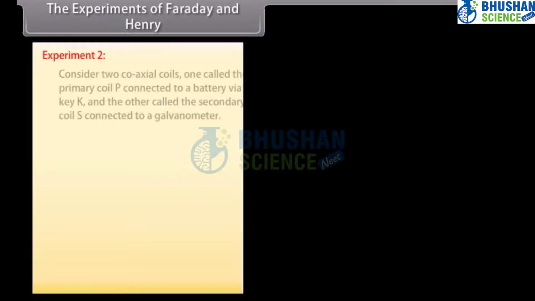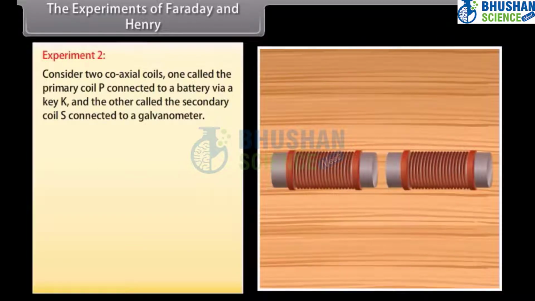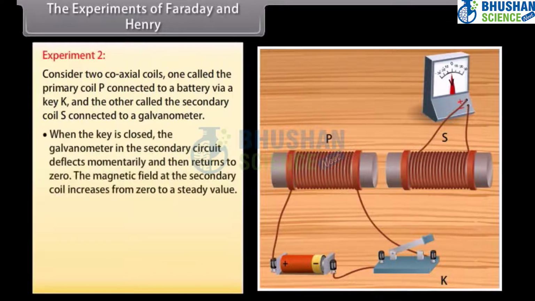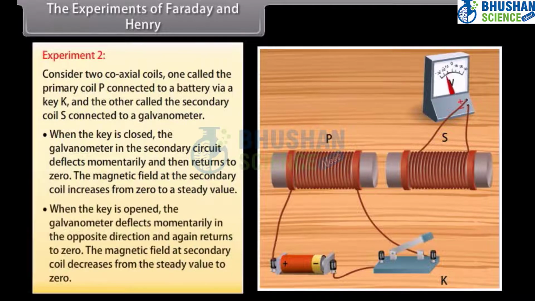Experiment 2. Consider 2 coaxial coils, one called the primary coil P connected to a battery via a key K, and the other called the secondary coil S connected to a galvanometer. When the key is closed, the galvanometer in the secondary circuit deflects momentarily and then returns to zero. The magnetic field at the secondary coil increases from 0 to a steady value. When the key is opened, the galvanometer deflects momentarily in the opposite direction and again returns to 0. The magnetic field at the secondary coil decreases from the steady value to 0.